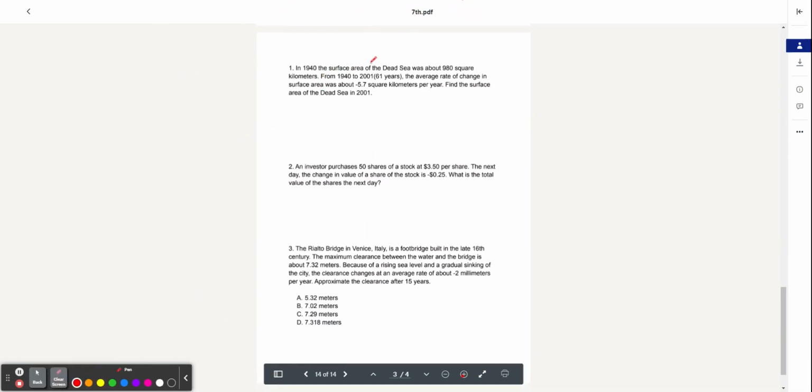In 1940, the surface area of the Dead Sea was about 980 square kilometers. From 1940 to 2001, 61 years, the average rate of change in surface area was about negative 5.7 square kilometers per year. Find the surface area of the Dead Sea in 2001. So each year, we're subtracting 5.7 from 980. And since 61 years has passed, we're going to multiply this amount by 61, then just subtract it from 980. Okay?